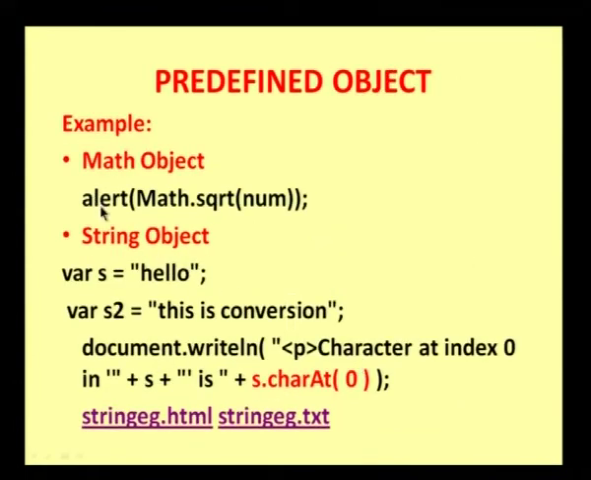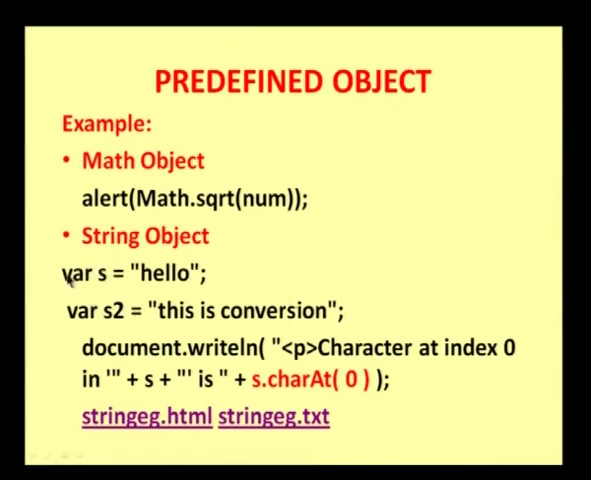So in this alert, math is an object, square root is an inbuilt function, and the number is a value which we are going to pass as a parameter, like 10, whatever integer value we want to pass. So next is the string object. As far as the string object is concerned, all strings within JavaScript should be enclosed within double quotes.